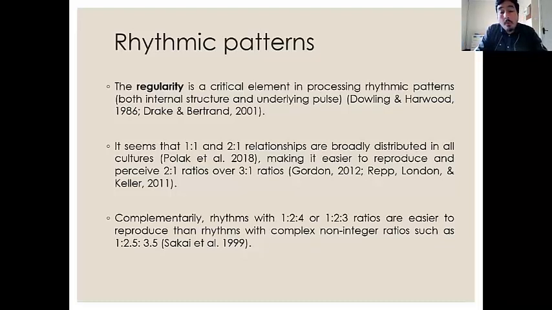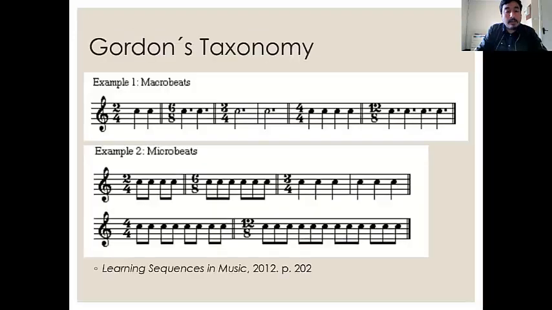It seems that one-to-one and two-to-one relationships are broadly distributed in all cultures, making it easier to reproduce and perceive 2-to-1 ratios over 3-to-1 ratios. Also, rhythms with 2-to-1 or 4-to-1 ratios are easier to reproduce than rhythms with complex non-integer ratios. A good example of 2-to-1 ratios applied to musical education is the macrobeat and microbeat proposed by Gordon.